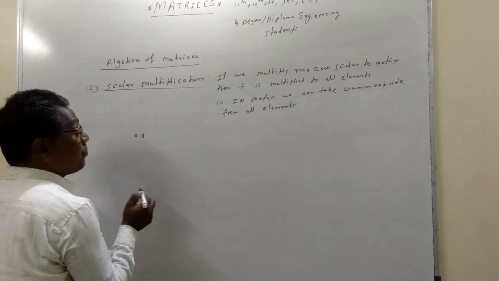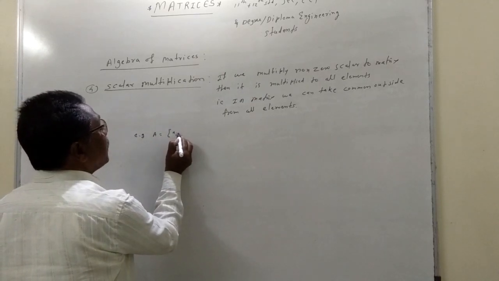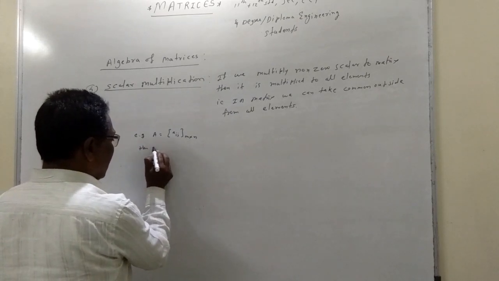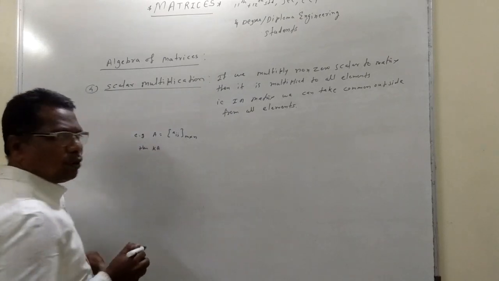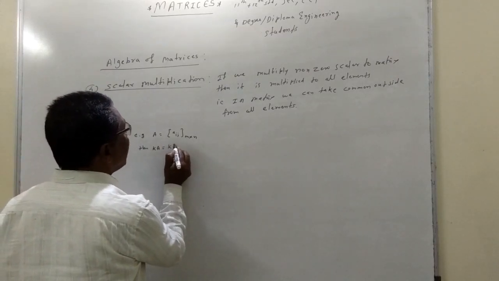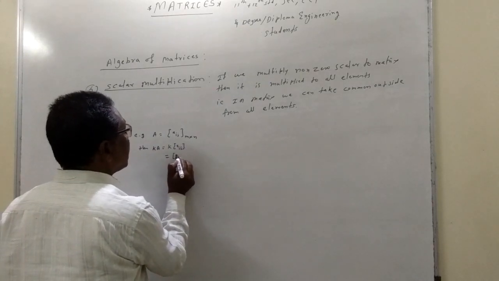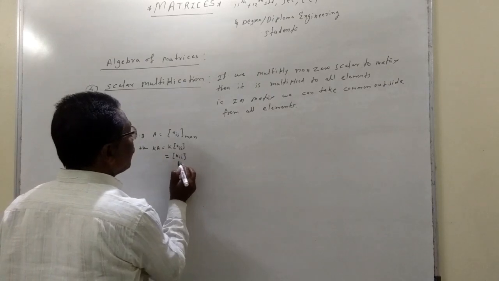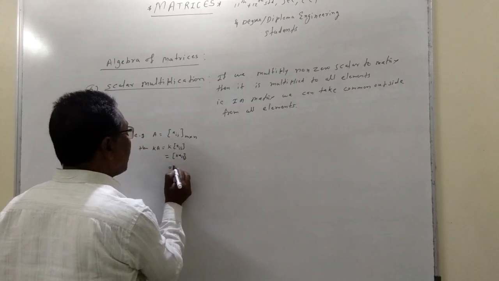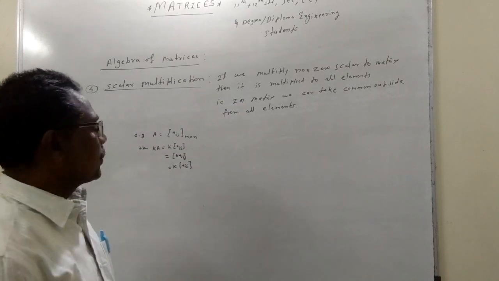For example, A is equal to the matrix Aij of order m by n, then k into A, where k is the non-zero scalar we are multiplying to this matrix A, is equal to k into Aij. That is the matrix k Aij, or we can take k outside of Aij. That is common from all elements.